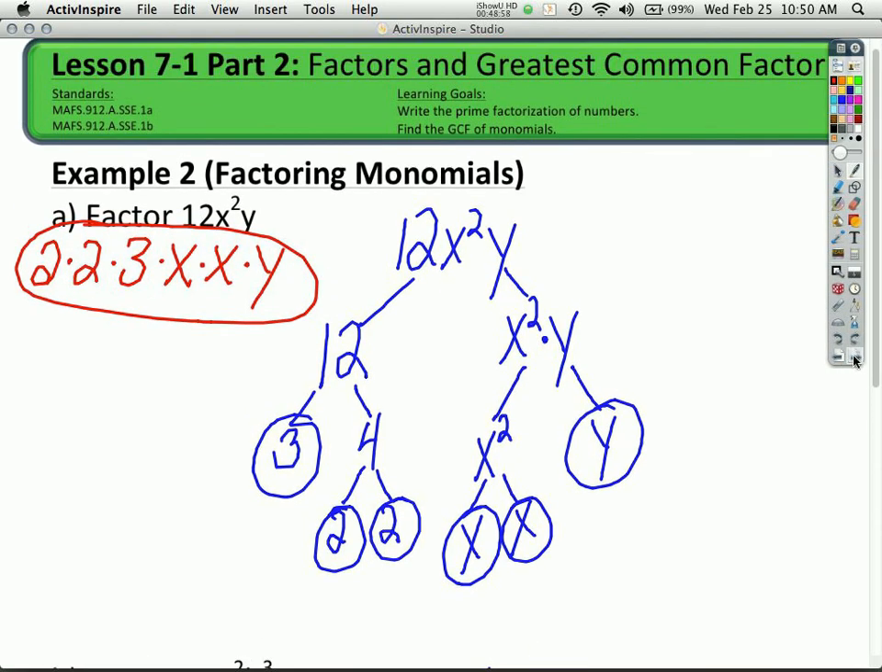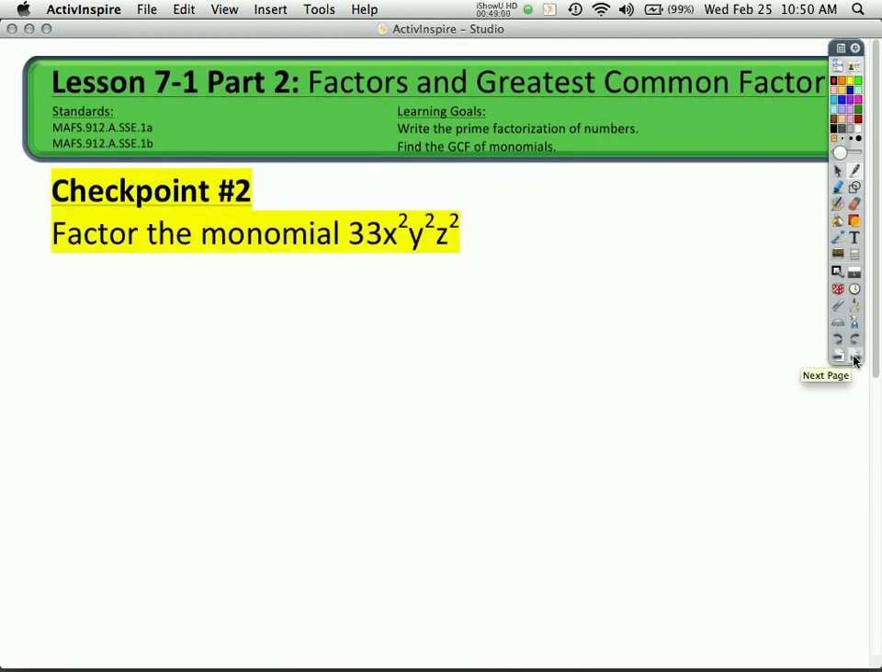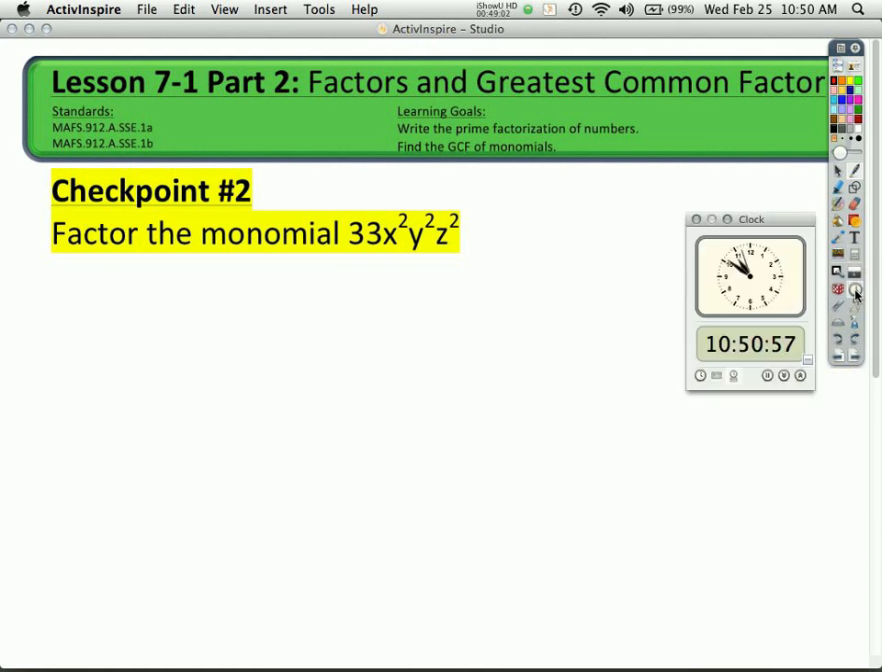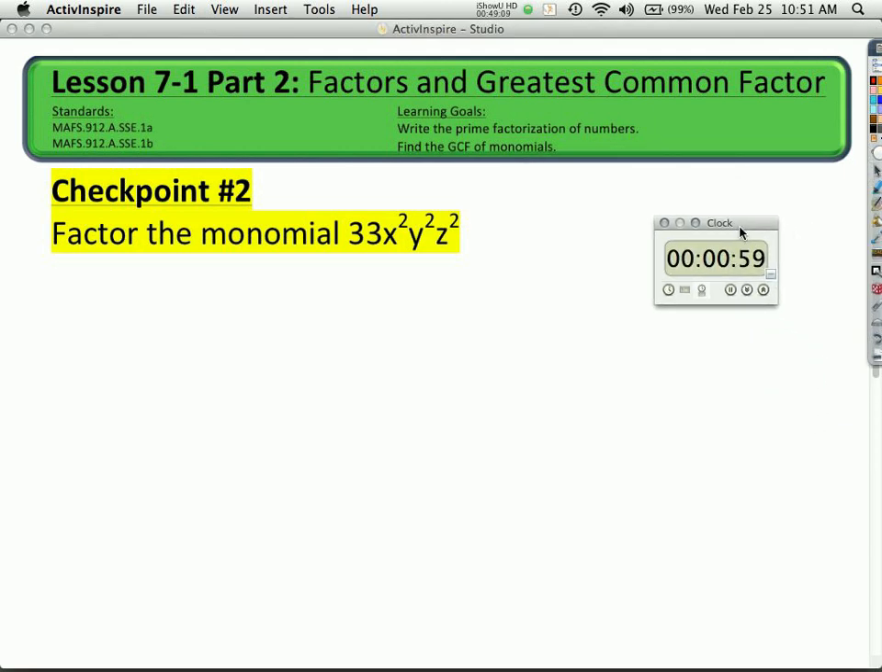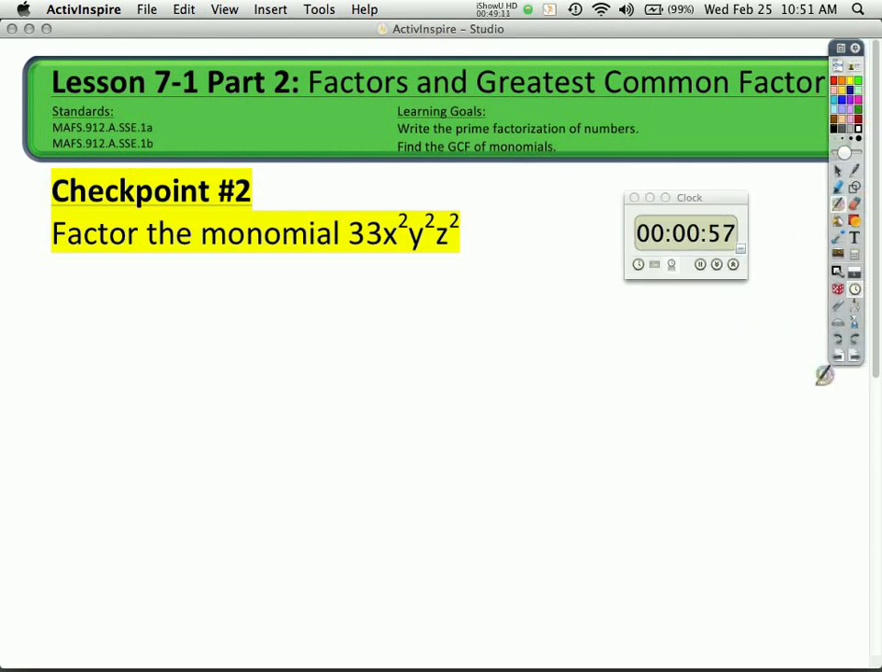So now let's see what you can do on your own. Factor this. I think 1 minute is sufficient. If there's time left, compare your answer with your teammates.